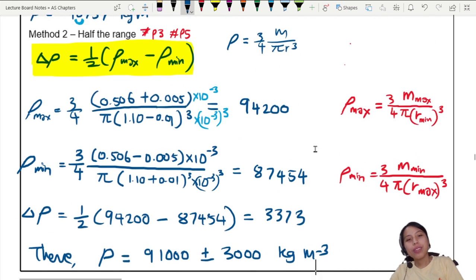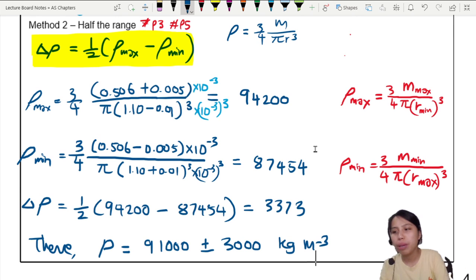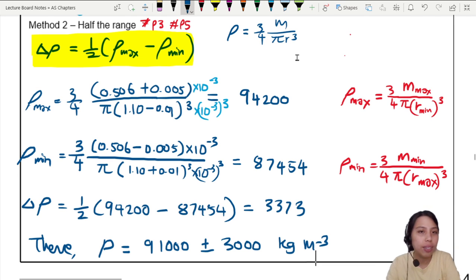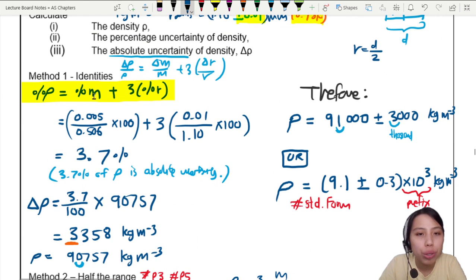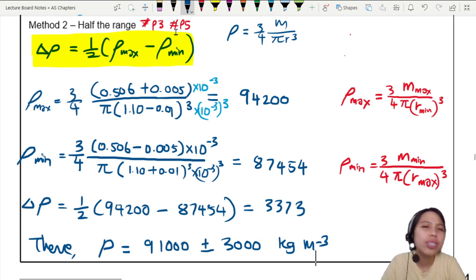So this method can seem very long, especially since you need to use maximum and minimum, but it is what we call an almost foolproof way if you do not remember the identities. So what I would recommend is, for theory, make sure you know your identity. This one here is very important. For paper 3 or paper 5, if you don't remember identities at that time and you don't know what to do, go back to your half the range method, which is the maximum minus minimum, halved.